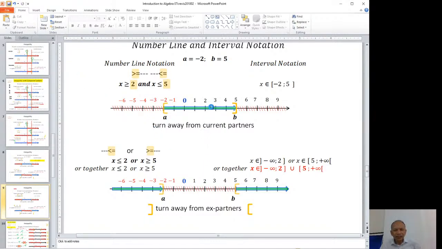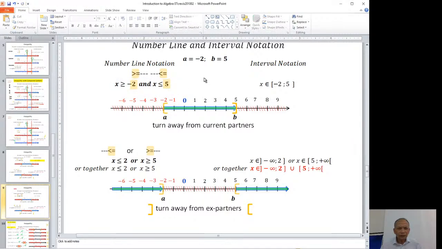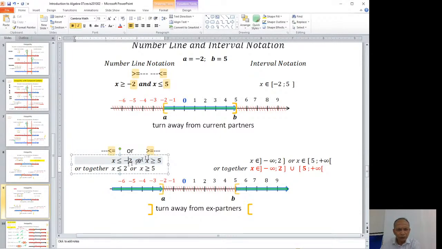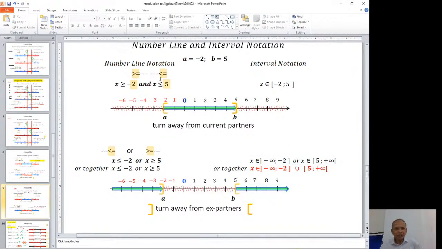No, this is negative 2. Negative 2, okay. Negative 2, negative 2. Negative 2, negative 2, okay, now it's more correct, yeah.